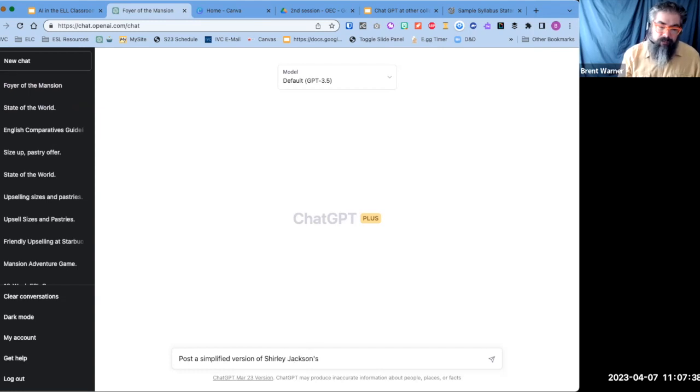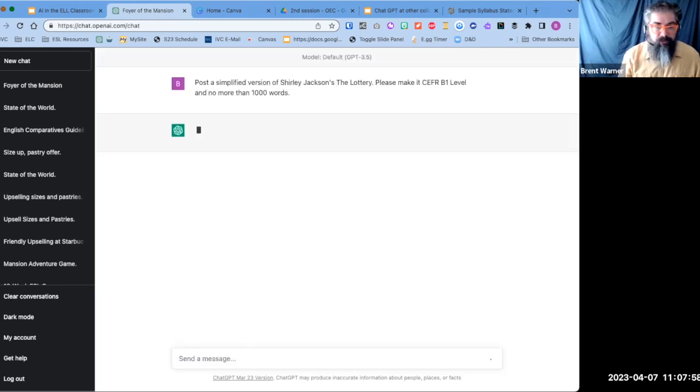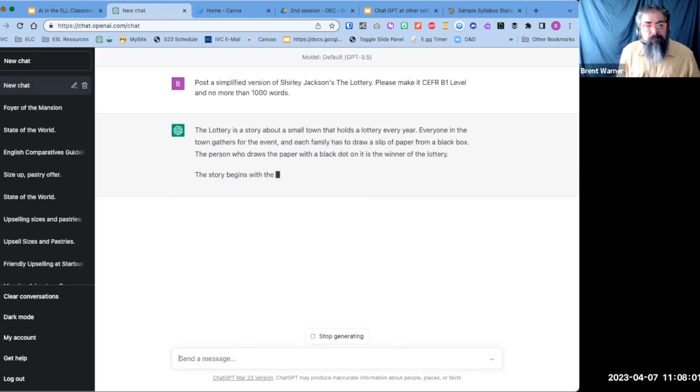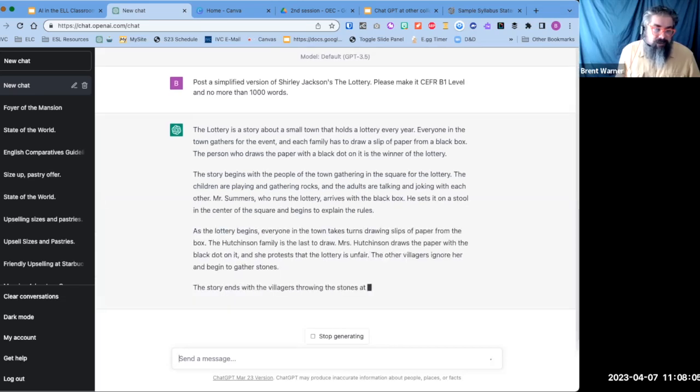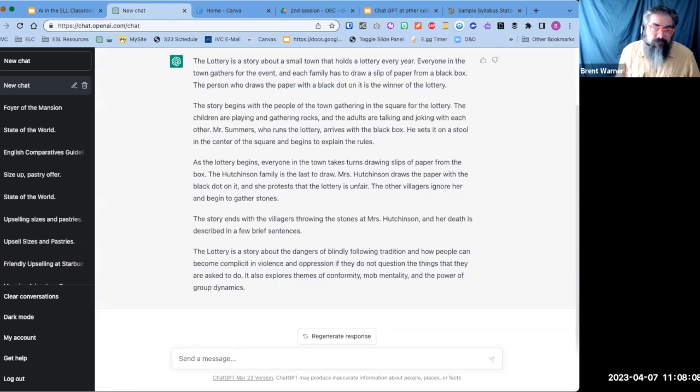Jackson's The Lottery. Please make it B1 level, maybe, and no more than 1,000 words. I don't know, that's probably too short. We'll see what it comes up with. Okay, I don't love it right here because it seems to be summarizing instead of actually posting a simplified version of it. So I might keep playing with that as well.